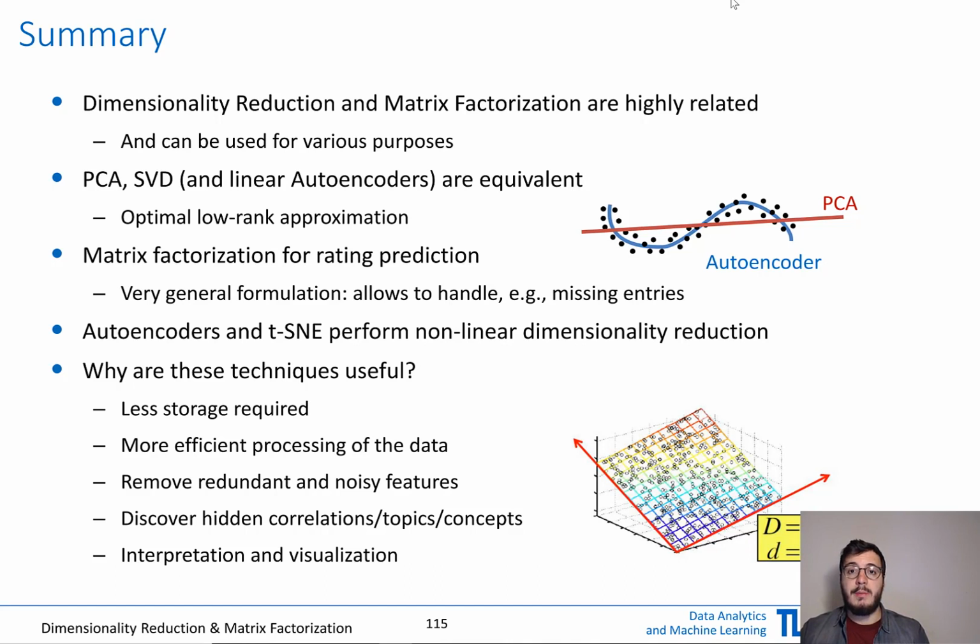We also saw that matrix factorization can be useful not only for dimensionality reduction, but also for rating prediction, which we could then use to build a recommender system. And this is a very general formulation. It allows us to basically handle missing entries, which none of the previous techniques could do. Finally, we saw how we can do nonlinear dimensionality reduction with techniques like t-SNE and autoencoders, which can capture nonlinear relationships within the data. And both of these techniques have their advantages and disadvantages and might be appropriate in different scenarios. Actually, here I want to give one more example.